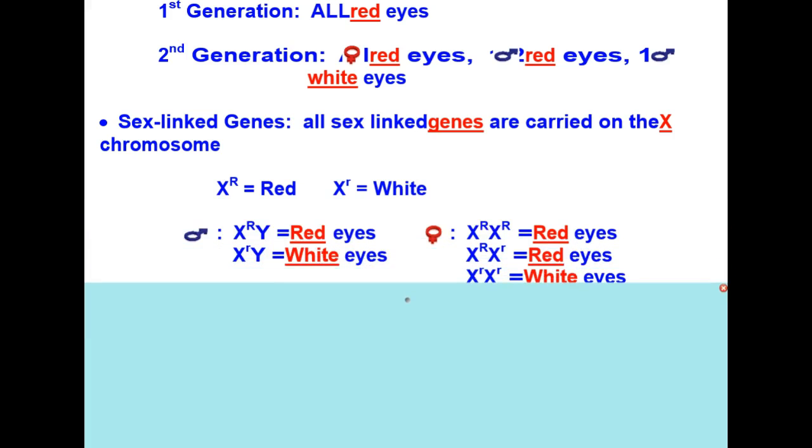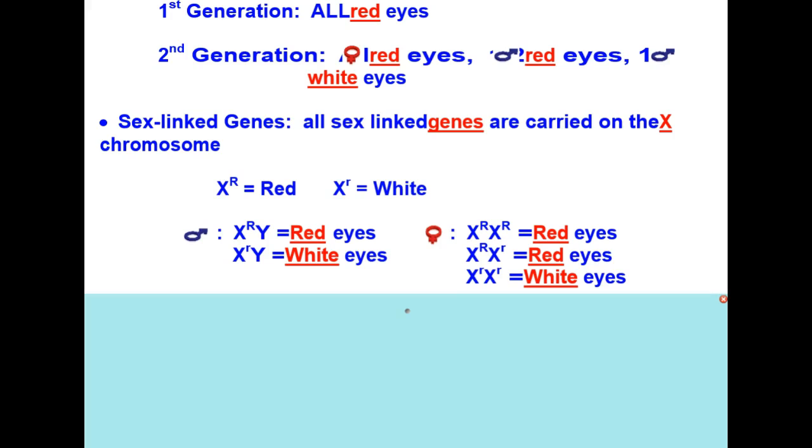So, males would have an X and a Y, but the sex-linked trait for eye color in this case is only tied to the X chromosome. So the male genotype, if the male has red eyes, would be X big R Y. If the male fruit fly has white eyes, it would be X little r Y.